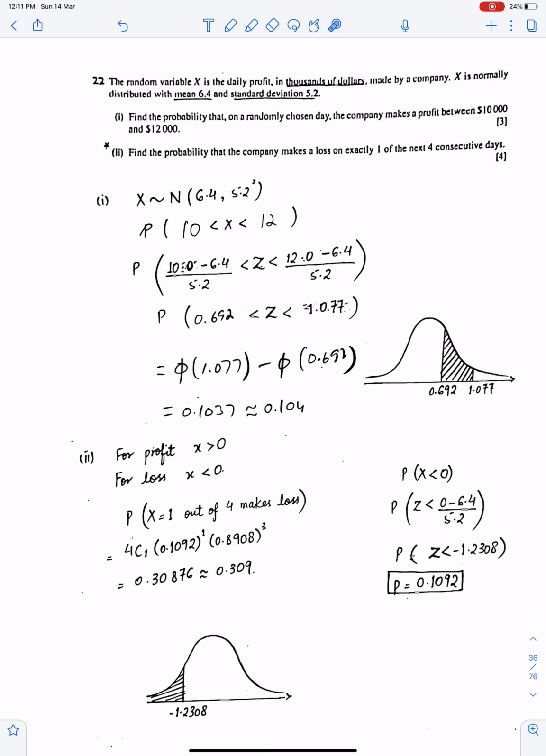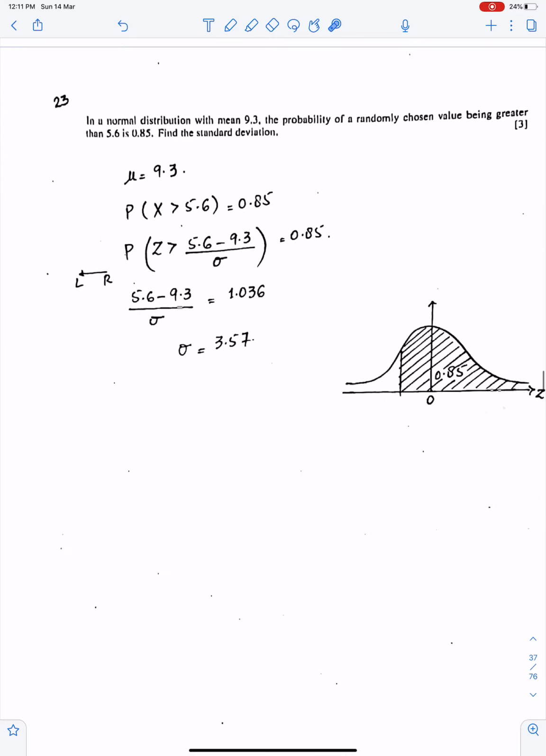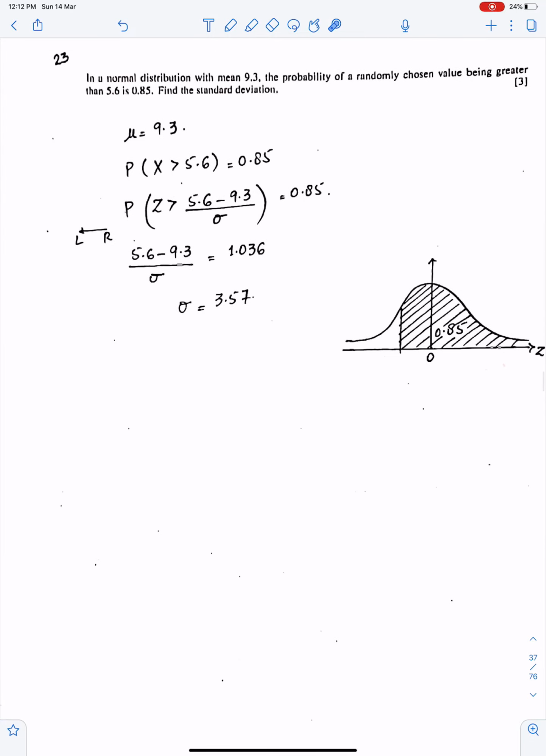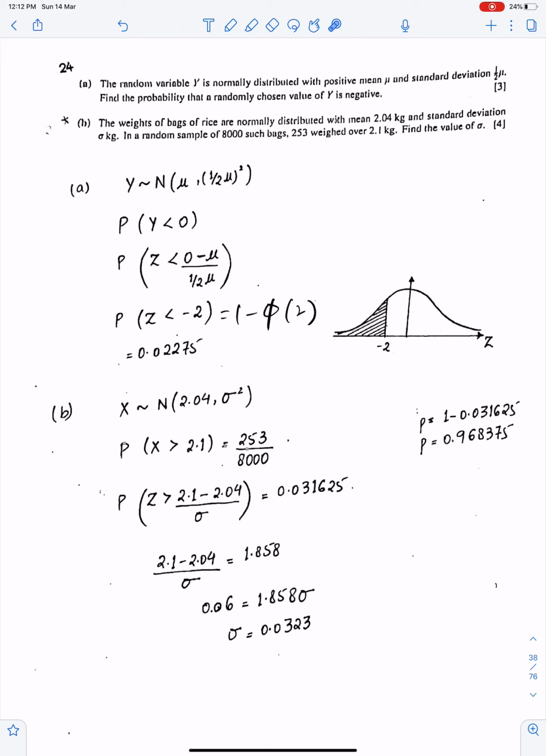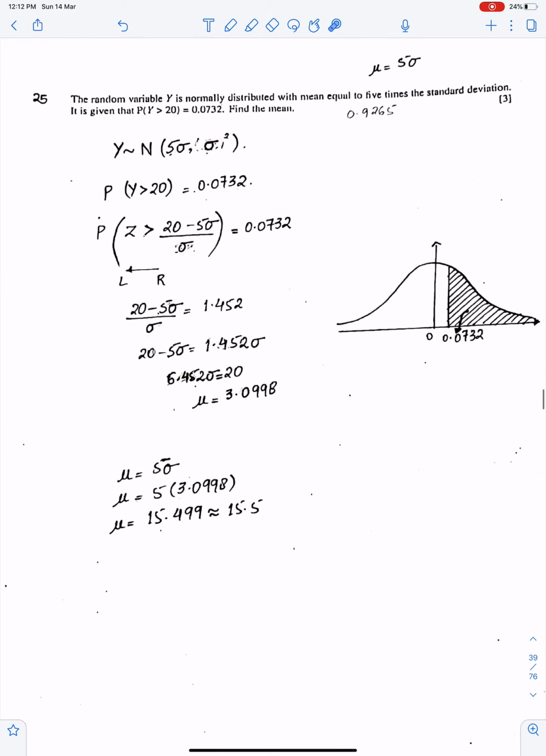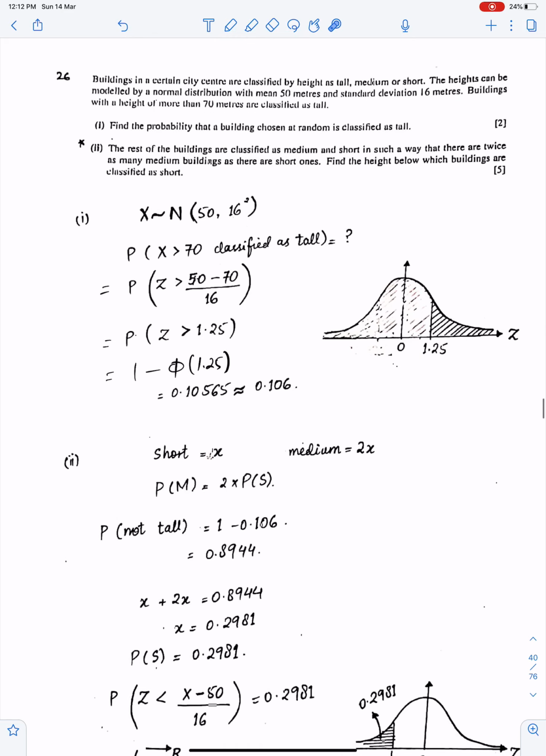The next part is of normal to binomial. You can manage this yourself. This question is simple, straightforward, inverse normal. I'm leaving this. The second part is also simple, so I'm leaving this.